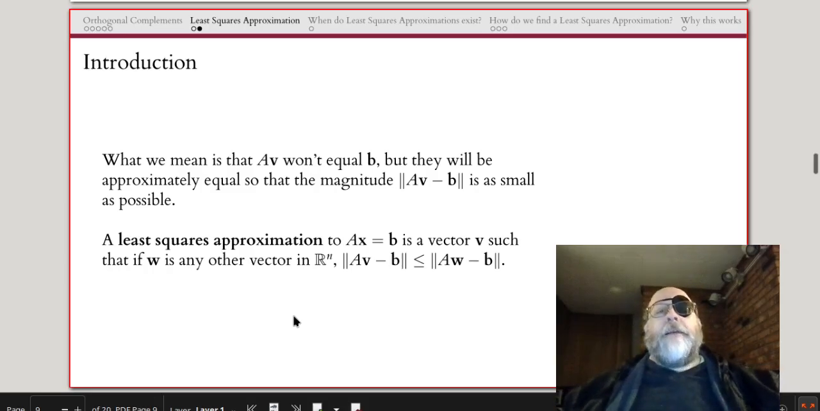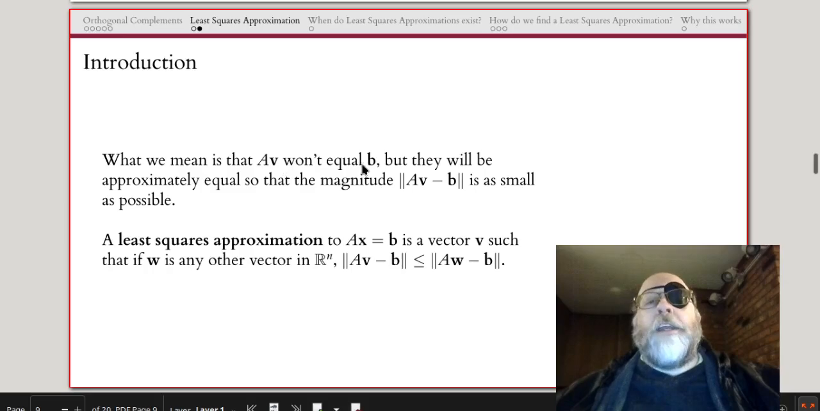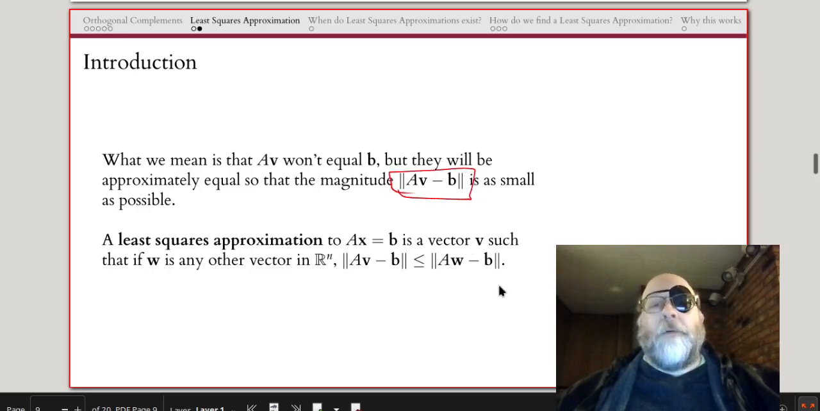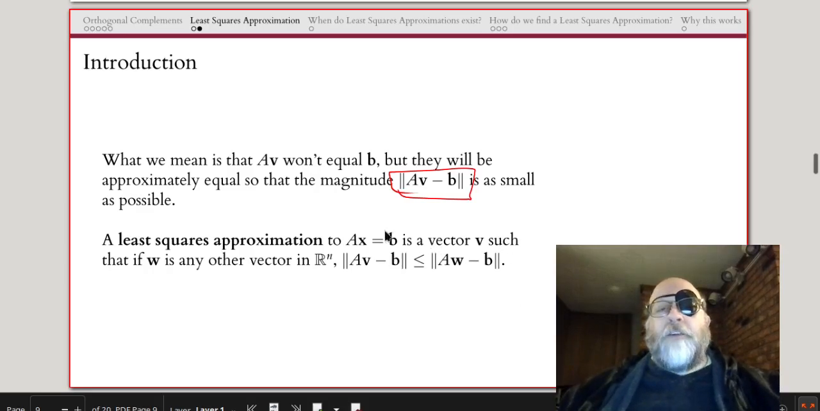What we mean by that is that A times v won't equal b, but they will be approximately equal so that this magnitude is as small as possible. And we call that vector the least squares approximation. A least squares approximation to a system is the vector v such that if w is any other vector in Rn, then the magnitude of Av minus b is less than or equal to the magnitude of the vector Aw minus b.